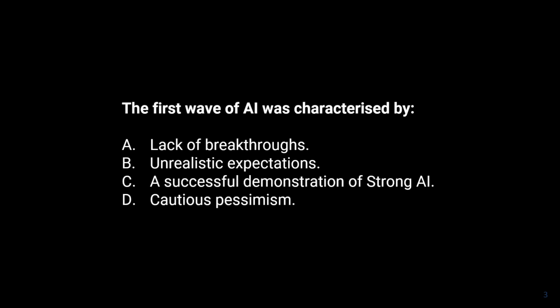Test your mind. The first wave of AI was characterized by A. Lack of breakthrough, B. Unrealistic expectations, C. A successful demonstration of strong AI, and D. Caution, pessimism. So A, B, C, D, everyone. One student selects B. Okay, many students select B. Excellent, you got it.